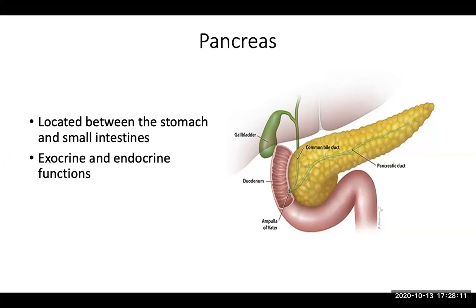Glucose control would actually be the endocrine function of the pancreas. So for glucose control, the pancreas produces and secretes the pancreatic hormones insulin and glucagon. And that would be the endocrine function of the pancreas.